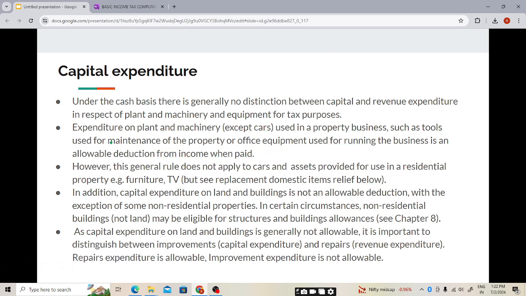As mentioned, the expenditure on plant and machinery does not cover the car, and it does not cover the assets provided in the residential property. If you purchase small tools or machinery for running the property business, like a grass cutting machine, that will be allowed, because it is a tool you use for running your property. But cars have a separate rule we'll cover further in this chapter. And assets in residential property like furniture, TV, dining tables and sofas have special rules, the replacement domestic item relief, which we will cover further.